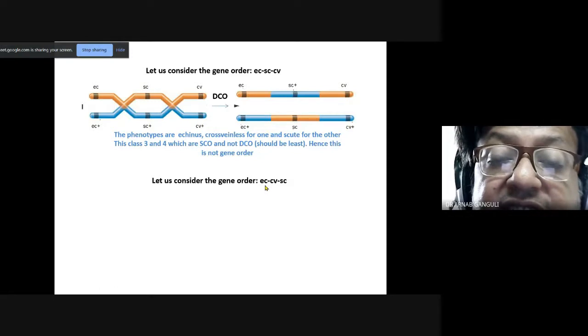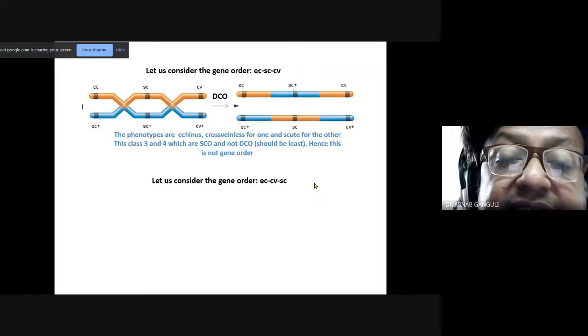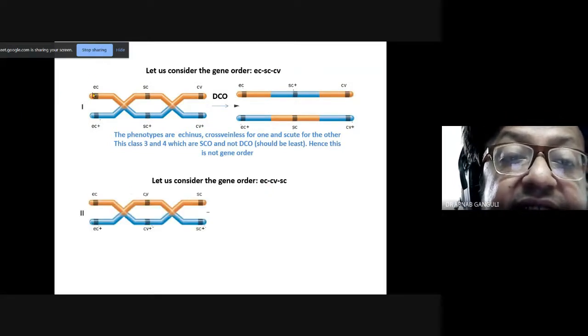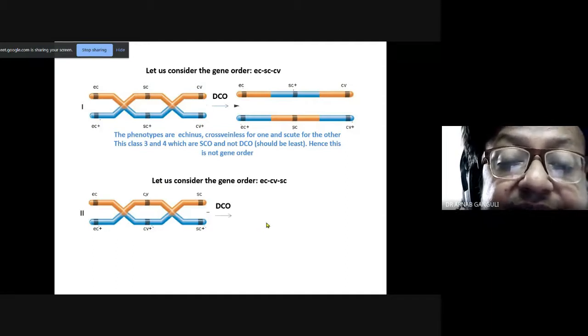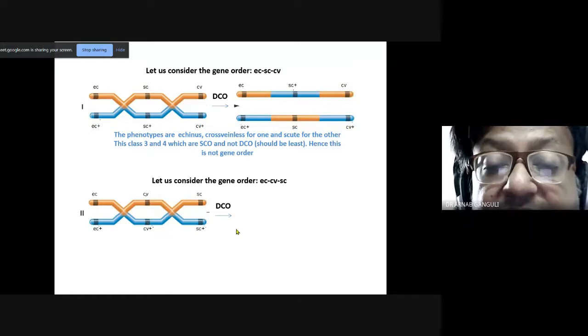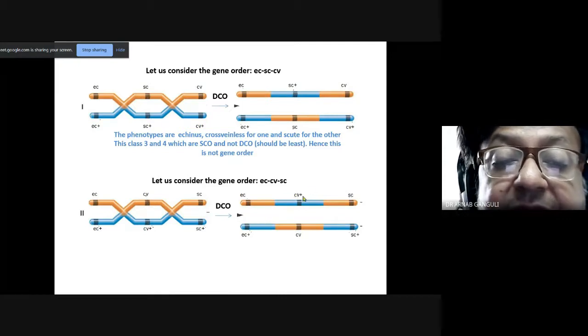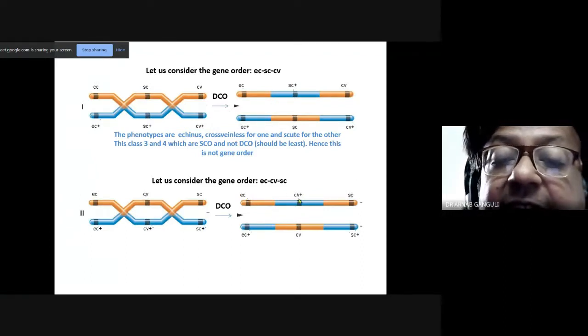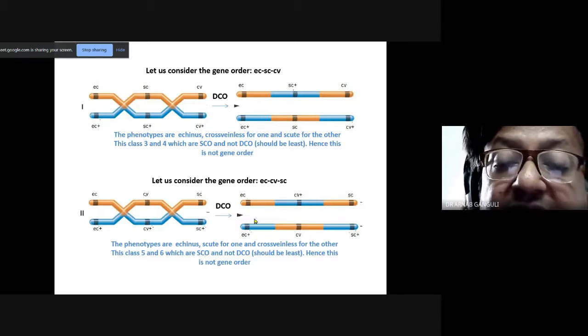Now let us consider EC. I made CV the middle. EC, CV, SC. This was EC, SC, CV. Now this is EC, CV, SC. Now you are checking the double crossovers. Here, if a double crossover takes place, this middle gene is switched. If this is the middle gene, CV plus moves to the upper chromosome. The phenotype will be echinus and scoot for one, and only cross veinless for the other.